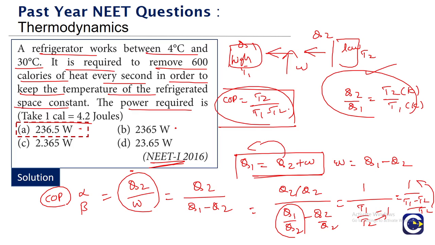So this is an important relation. Otherwise, generally, what is it? The definition of the coefficient of performance is Q2 by W. So in some questions, right, we will also be required to use this particular relation. Coefficient of performance or COP will be equal to what? T2 by T1 minus T2. So here T2 is what? The low temperature reservoir, and T1 is what? The high temperature surroundings. Okay.